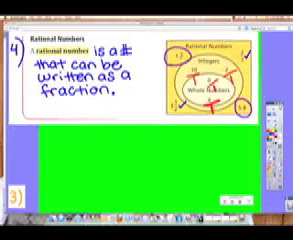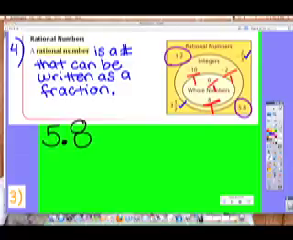So you put 8/10. Hey, in math, we always simplify our answers. So 8/10. What can 8 and 10 both be divided by? 2. So let's divide both by 2.